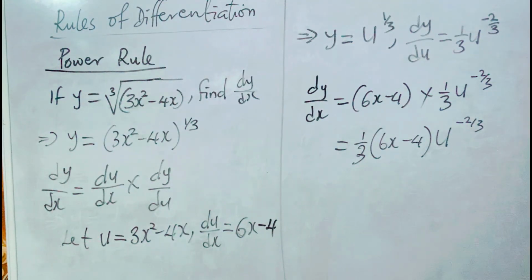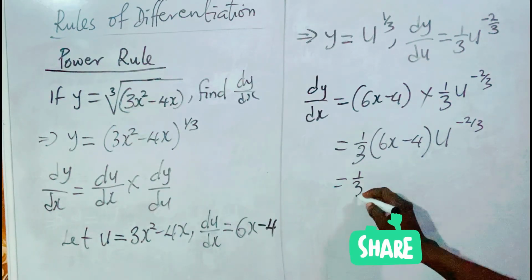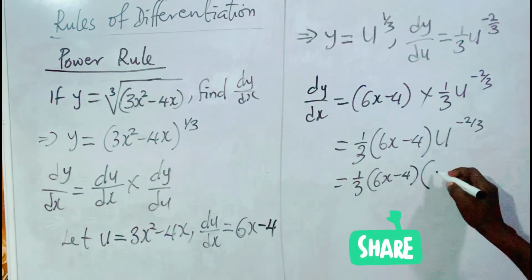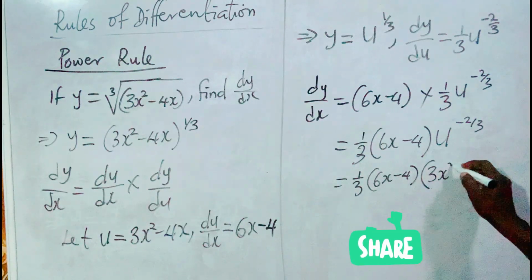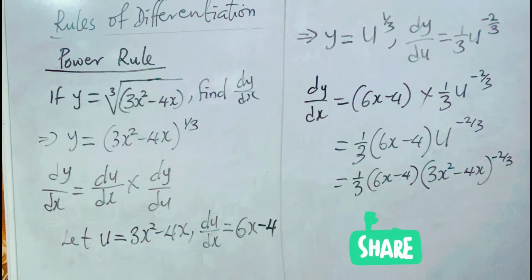What is u? u is the base. So now I have 1 over 3 into 6x minus 4 into u, which is the base, 3x squared minus 4x raised to minus 2 over 3. This is very much a good answer, but we can simplify further.